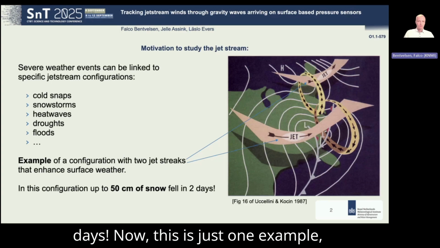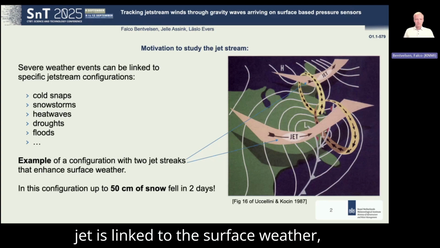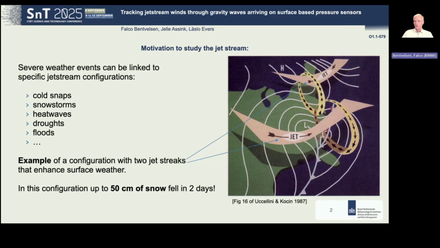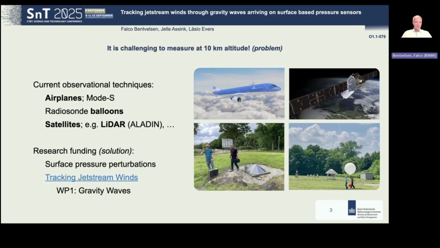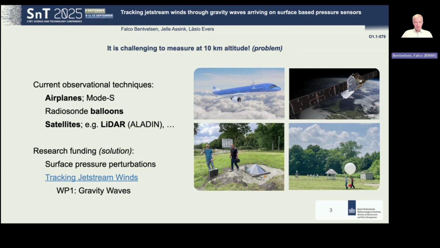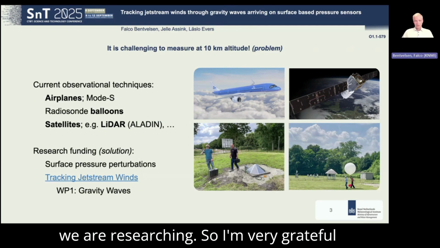Now this is just one example, but in general the point is the jet is linked to the surface weather, and that's why we want more information on its parameters. It's not so easy though. There is a suite of techniques to observe at 10 kilometers altitude, but the problem is they all have their challenges. So we want to provide the solution in the form of an independent observational technique. And that's what we're researching.